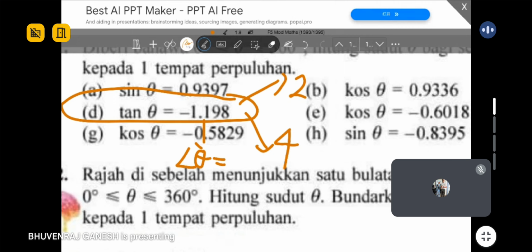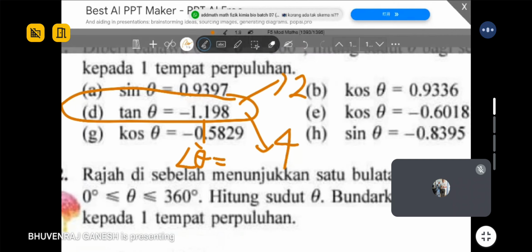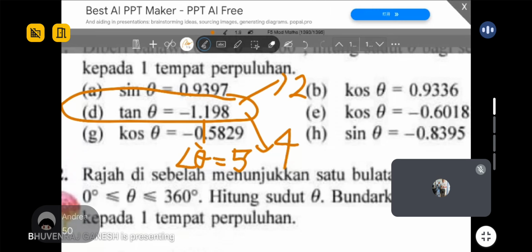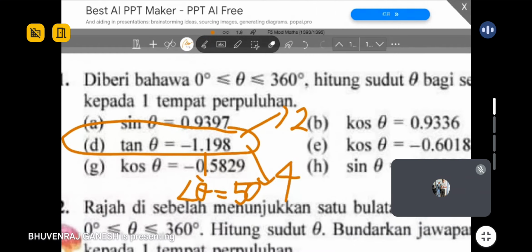24. Okay, let's check. Did you press the calculator wrongly, Andrea? I don't think it's 24. The rest? Yes. Okay, the answer is 50 degrees reference angle. So, guys, boleh bagi tahu jawapan saya? Soalan D, kamu dah tahu sudut rujukan, so kamu boleh cari theta.